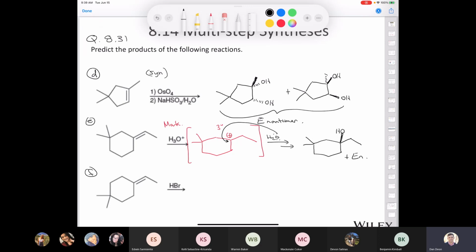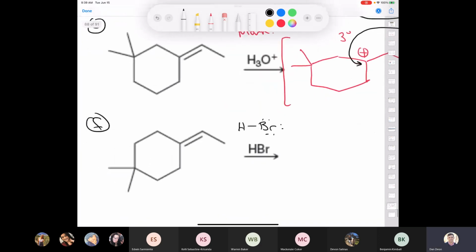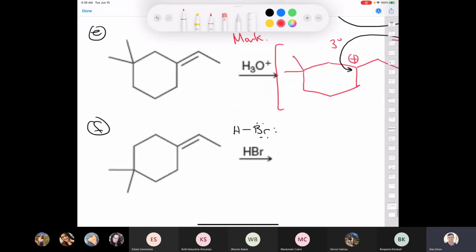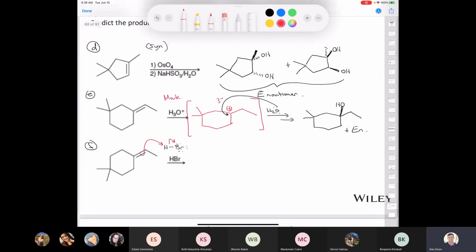And then the last one, F, is just a Markovnikov addition, right? You want to practice your curved arrows, you could do that. So what's going to happen here is we're going to get a nucleophilic attack by the pi bond. The rich are going to get richer, like that. We can draw the intermediate, which is going to look like this. These are really fast mechanisms to draw. There's going to be no carbocation rearrangement.